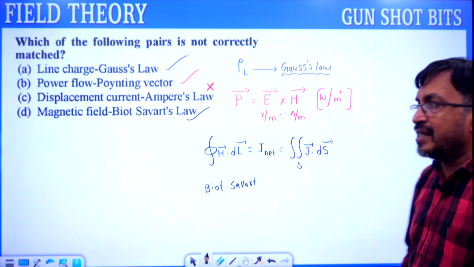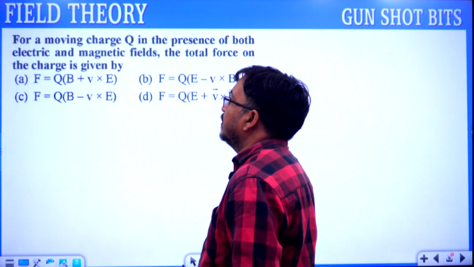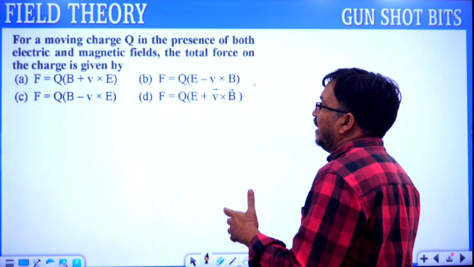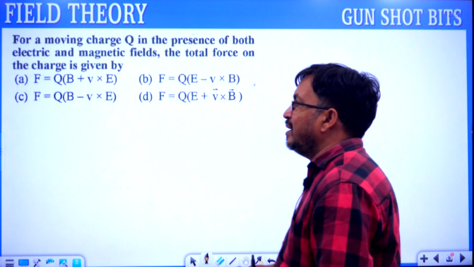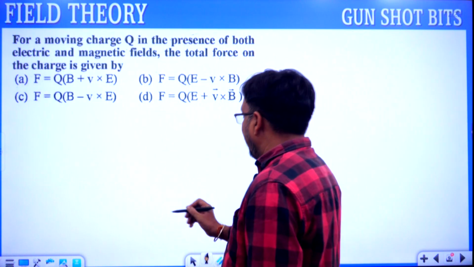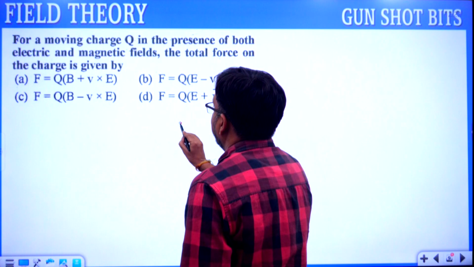Friends, now we are discussing one more question. The question is: for a moving charge q in the presence of both electric and magnetic fields, the total force on the charge is given by. See here, we are considering a charge q. This is a point charge q.